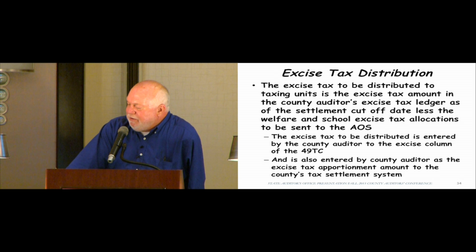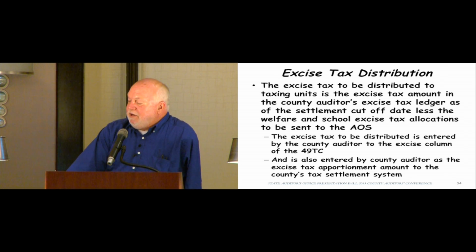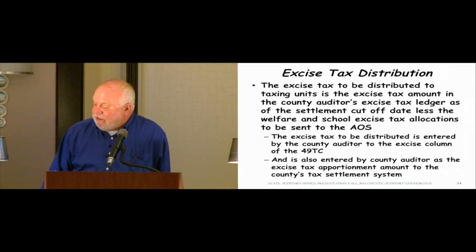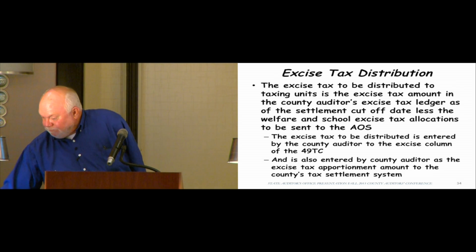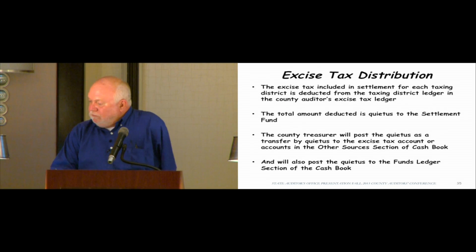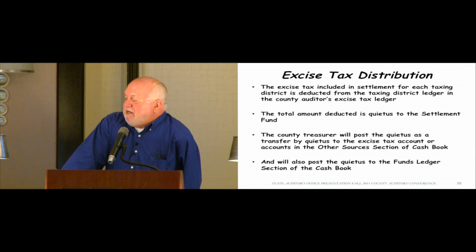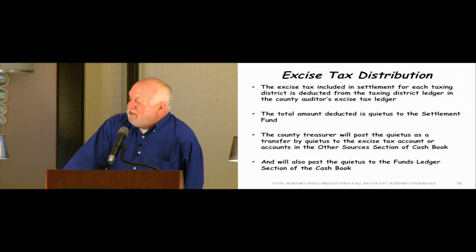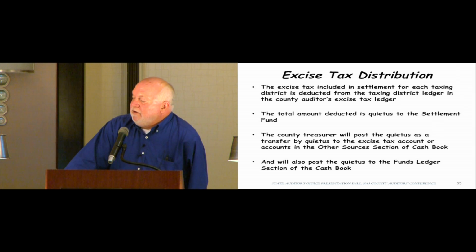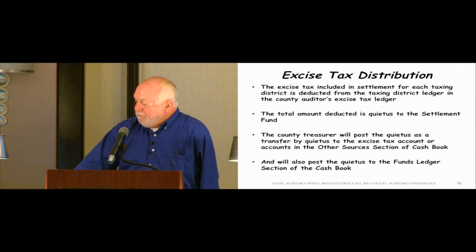And then what you're distributing is what's in your excise ledger, minus the welfare and school allocations, and the excise to be distributed is what you're entering in the column on the 49cc, and also what you're entering into your tax apportionment tax system. The thing that has to be done is on your ledger, whatever excise tax amount was included in the settlement, you must deduct that on your excise ledger so that you've got a correct balance going forward.